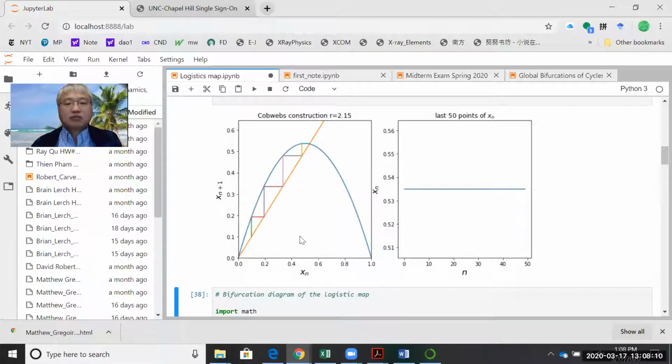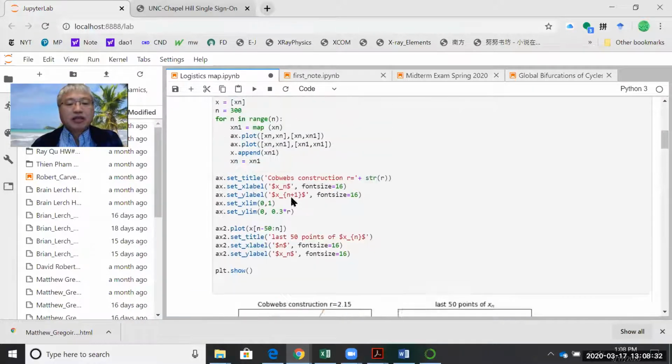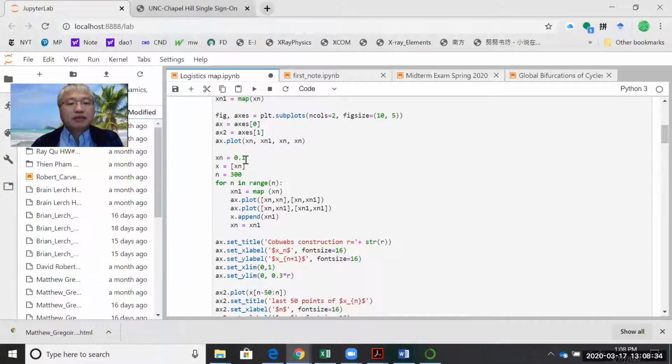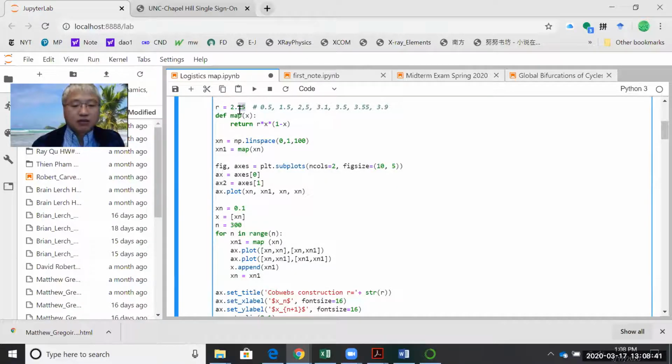So now you can see more clearly the cobweb construction. I start from this point, boom, boom, boom, boom, boom, boom, to here, and then it basically converges to the fixed point, very quickly. So the last 50 points are just that particular fixed point. This behavior is the same until you reach 3. So let's say I choose 3.